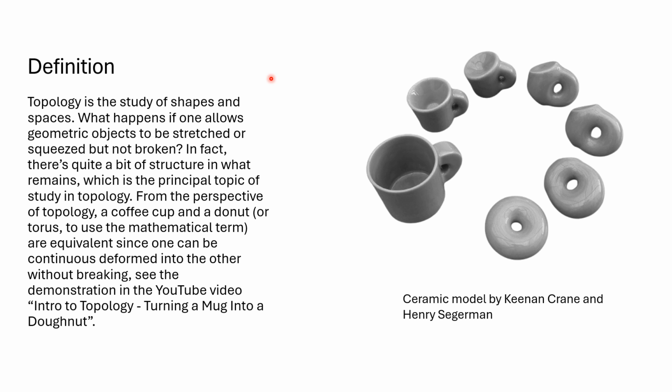So what we have here on the right is an example of that. We have a coffee mug, and we can compress it where the cup part is becoming smaller and smaller. We're not doing any tears or breaks, and then eventually we get to a donut or a torus. The technical term is a torus. So these two objects are equivalent from a topological perspective. Of course, from other points of view, they're not, but from a topological perspective, they're equivalent.